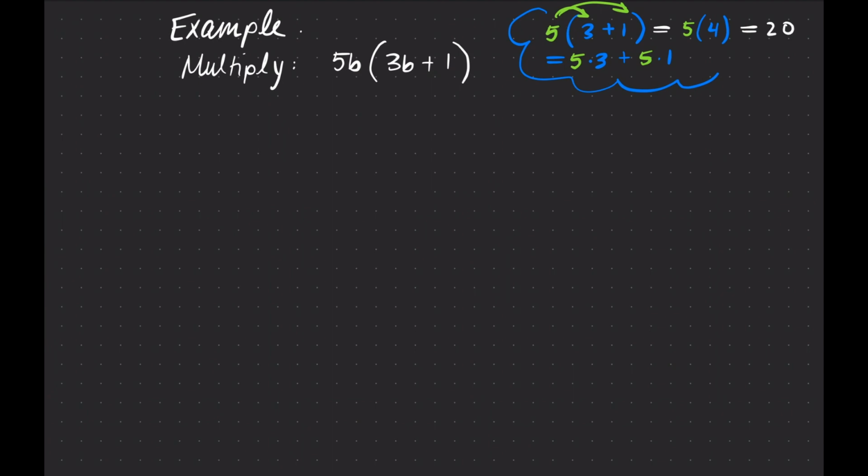And then here on the bottom we see something very similar. 5 times 3, that's 15. And then of course plus 5 is 20. So this is not a proof by any means. We've already seen how the distributive property works before.